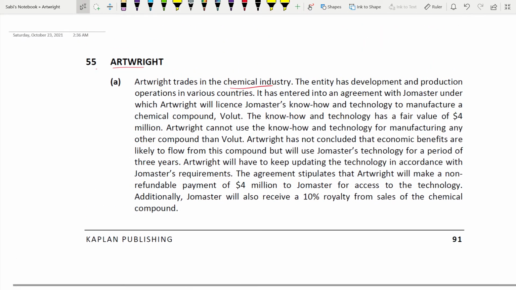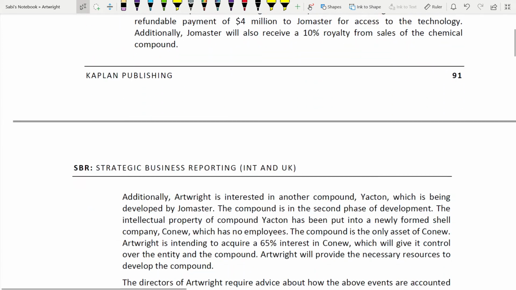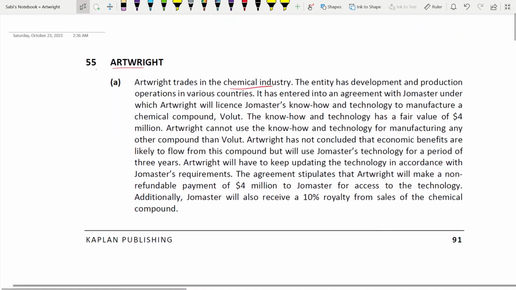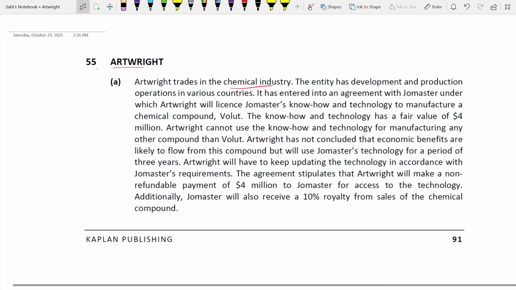Let's start with A. They trade in the chemical industry. The entity has development and production operations in various countries. It has entered into an agreement with Geomaster under which Artwright will license Geomaster's know-how and technology to manufacture a chemical compound, Volt. The know-how and technology has a fair value of 4 million.